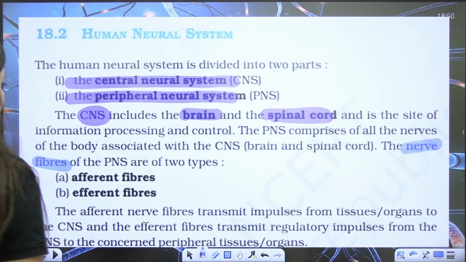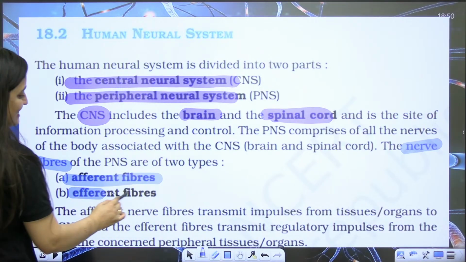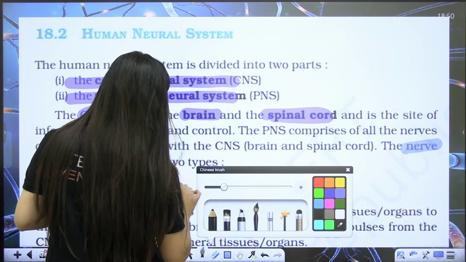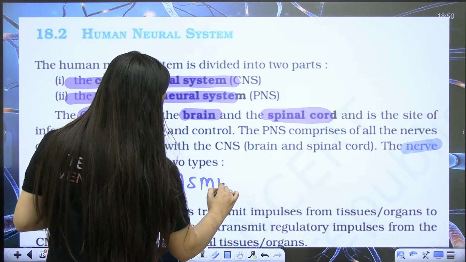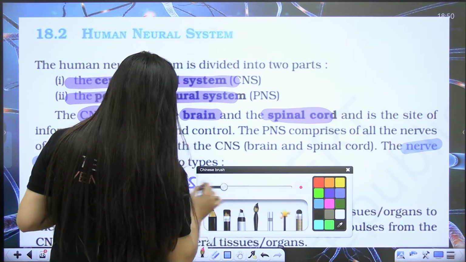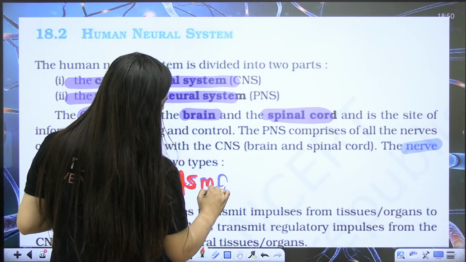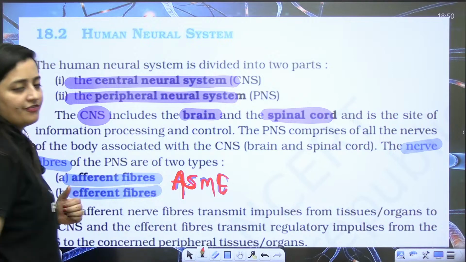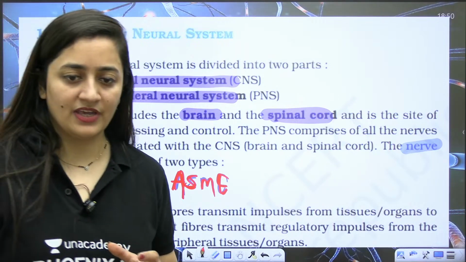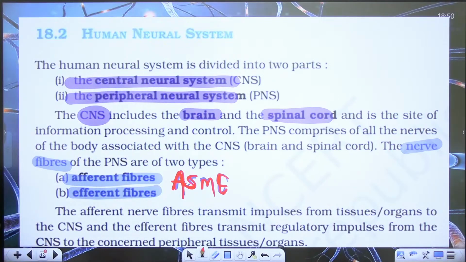So afferent fibers are there, efferent fibers are there. Do not forget about us, me. A for afferent, S for sensory, M for motor, E for efferent. So it is ASME.